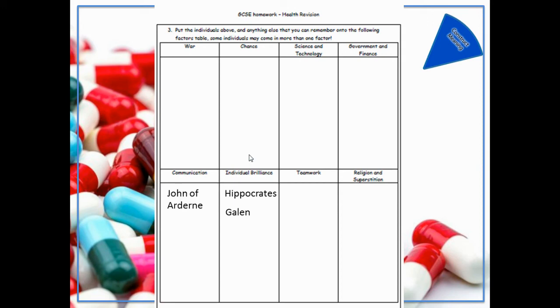Communication, John of Arderne. John of Arderne wrote Practica in the 1300s. That's a very good example of communication. Anybody who wrote a book is a very good example of communication to share their ideas. Religion and superstition. Ibn Sina did his work because he was a devout Muslim. He was trying to please God by making the discoveries that he did in medicine. Vesalius, another example of a brilliant individual because he was challenging accepted views. He challenged the views of Galen. He went against what he was told to do.